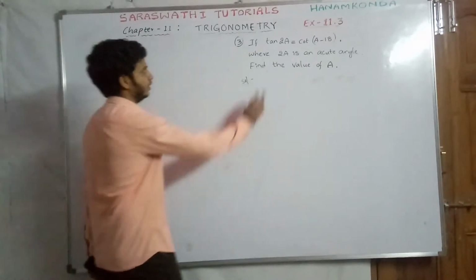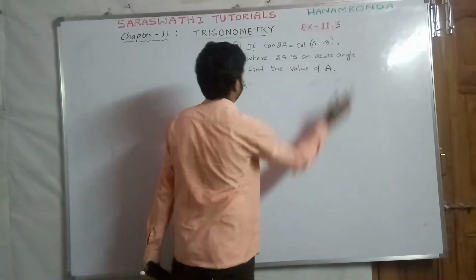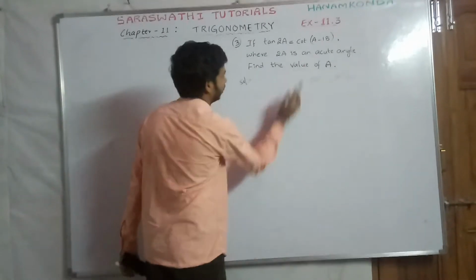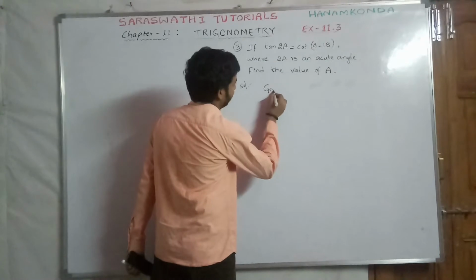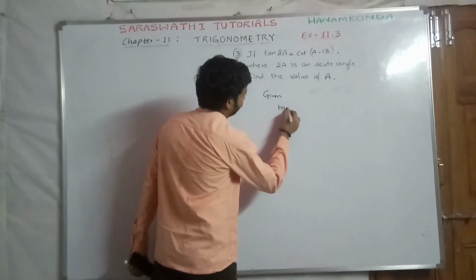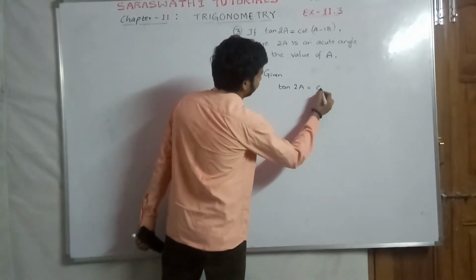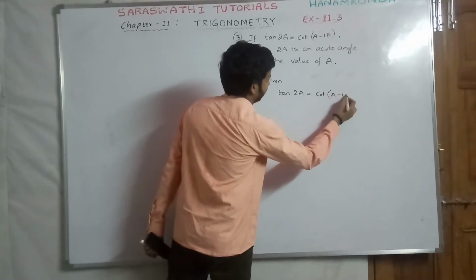So the next question is, if tan 2a equals cot of (a minus 18), where 2a is an acute angle, find the value of a. Okay. So first write the given conditions. Given here is tan 2a equal to cot of (a minus 18).